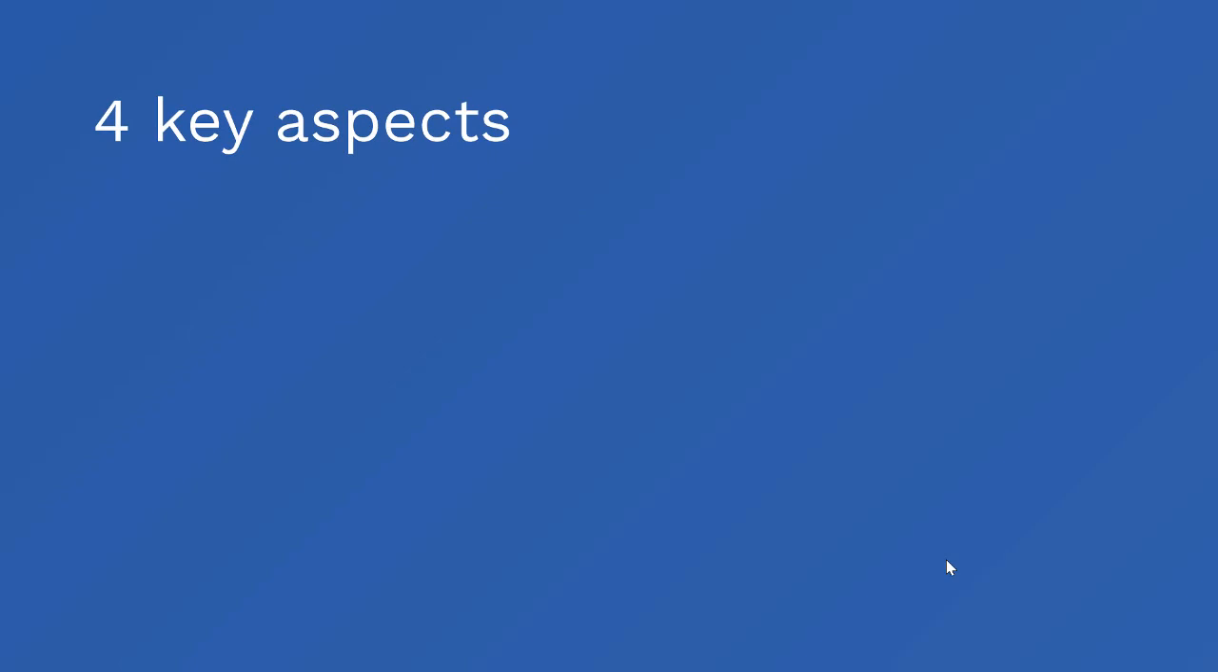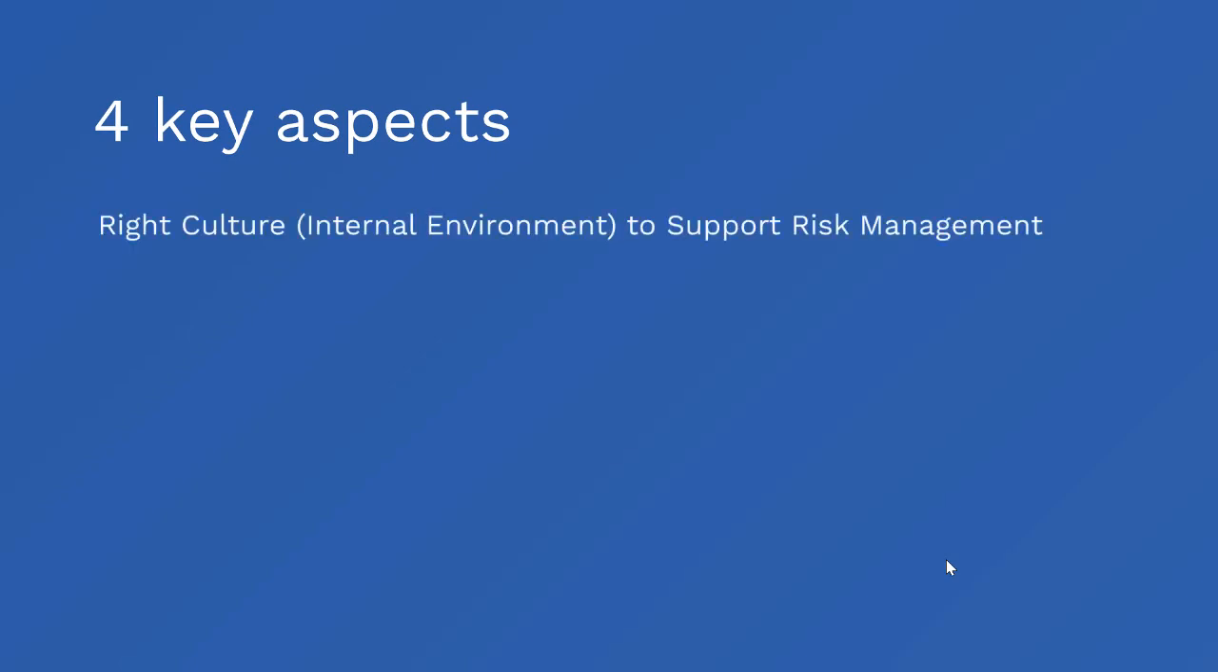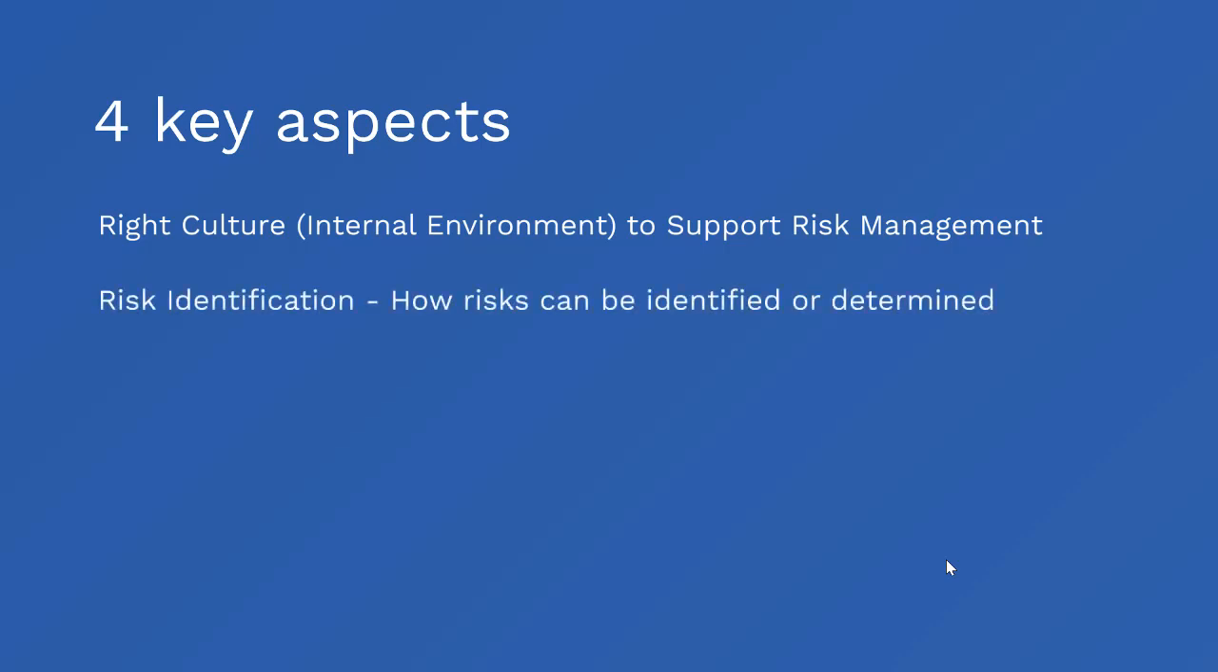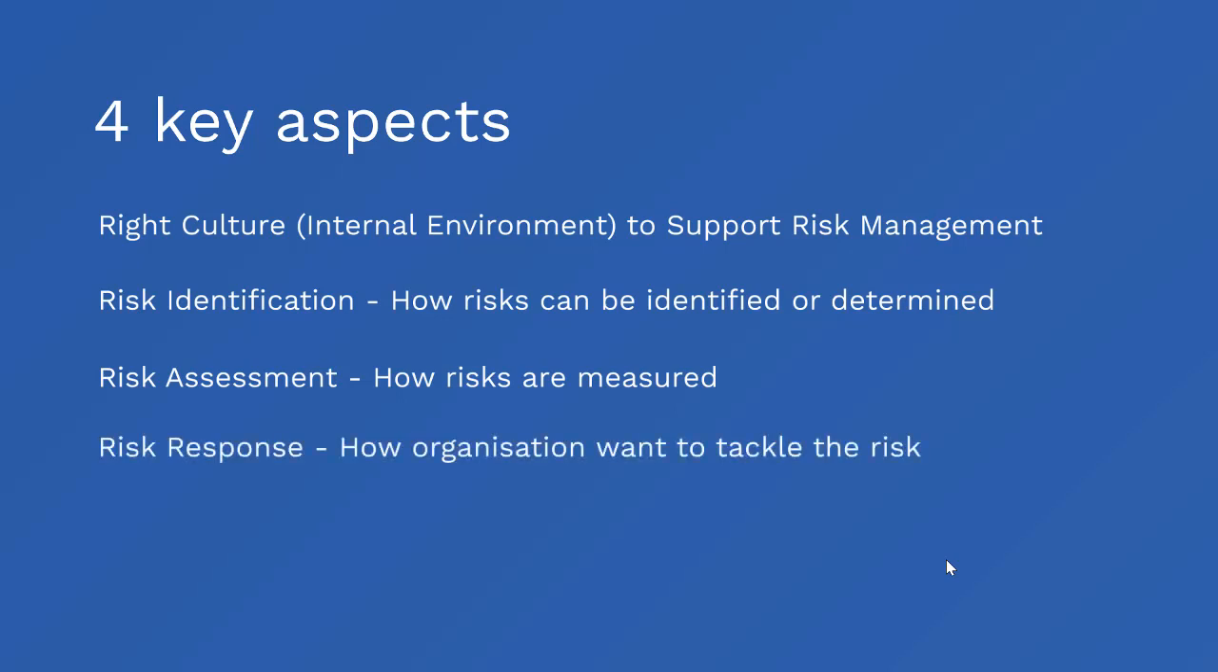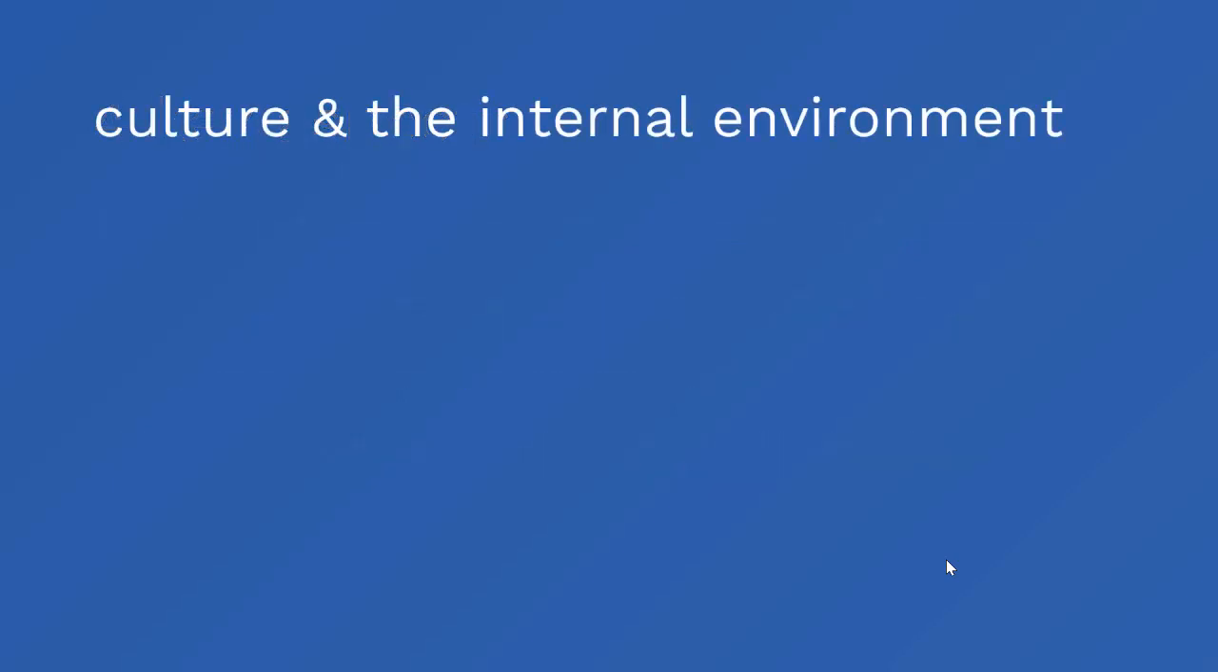So there are four key aspects that we're looking at. First, the internal environment, which means you have to set the right culture to support risk management. Then we will look into how risk can be identified or determined. Risk assessment is the process of how the risks that we've identified are being measured. And then finally, how organizations want to respond to the risk. So how do you tackle them?